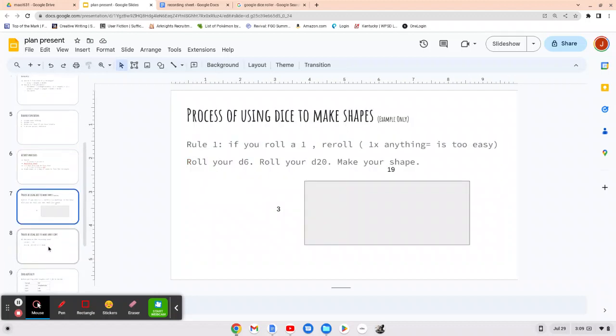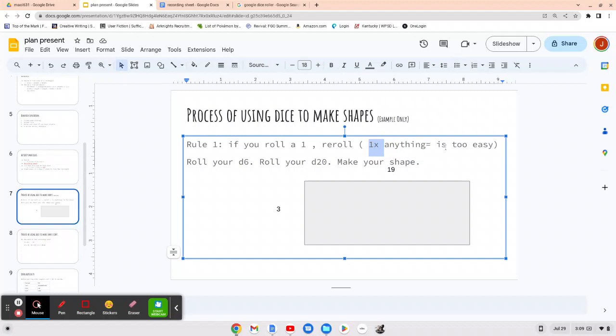Now the process of using the dice to make the shape. For the general problem setup, on the first roll of the activity, if you roll a 1, re-roll it, because 1 times anything is too easy. Then roll your d6, roll your d20, and make your shape. So the example: 3 times 19.